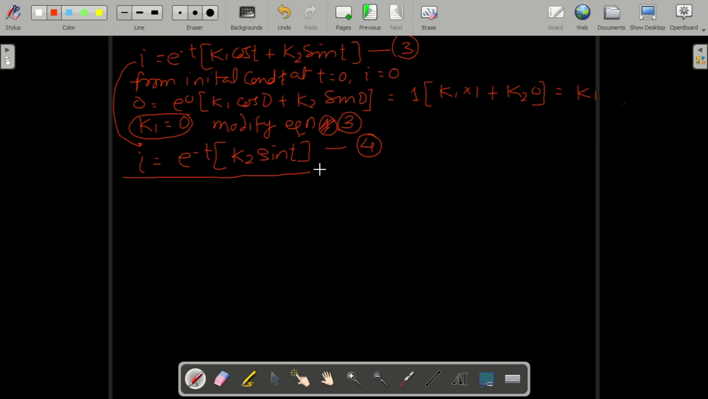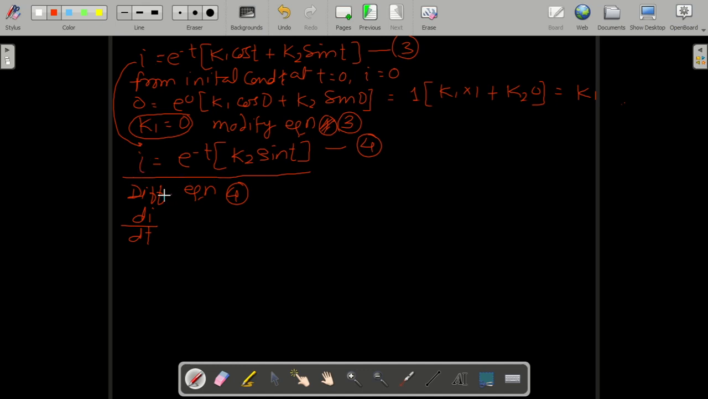Now we want to find k2 again. So how will you get it? Let me differentiate equation number 4. When you differentiate equation number 4, what will come? di by dt.